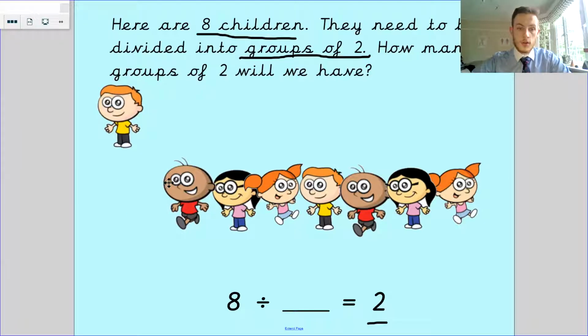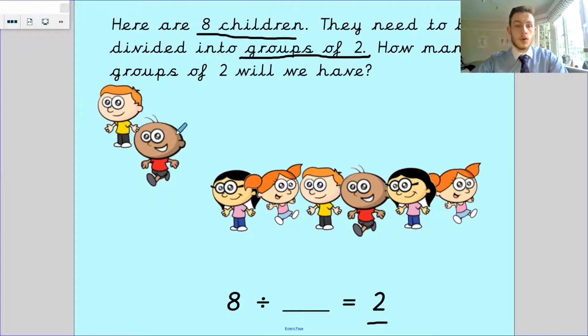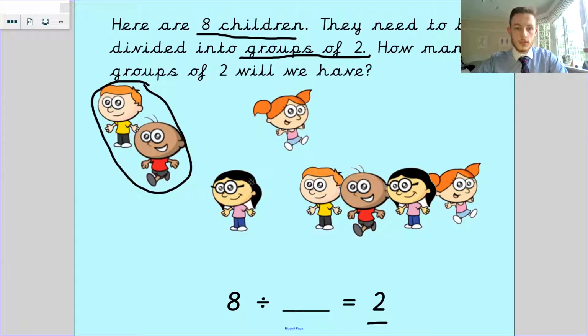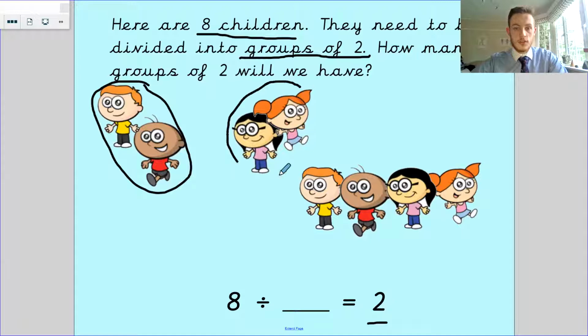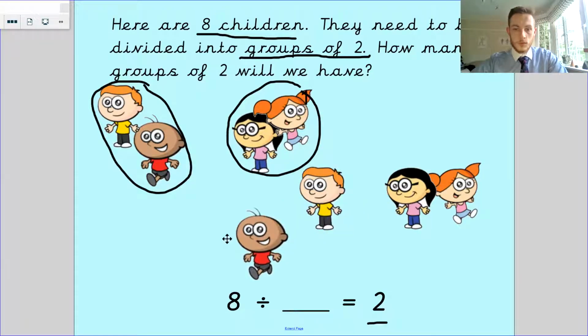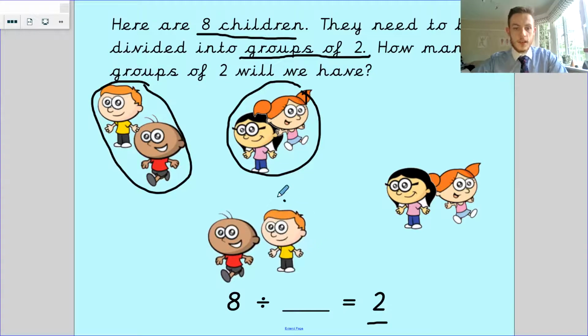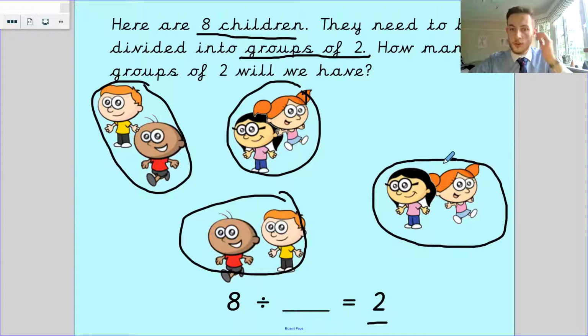So here's 1, 2. That is 1 full group. Right. 1, 2. That is another full group. 1, 2. That's another full group. And, oops, I'm just doing number 1s by accident. And here, 1, 2, that's another full group. How many groups do I have? I've got 1, 2, 3, 4 groups.